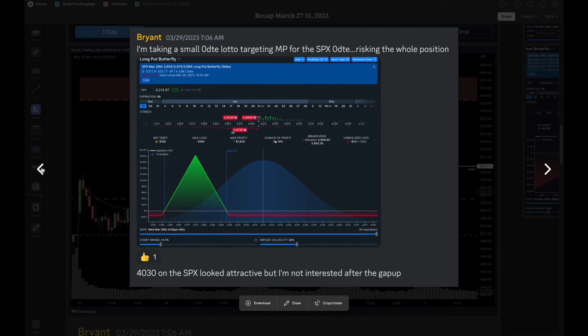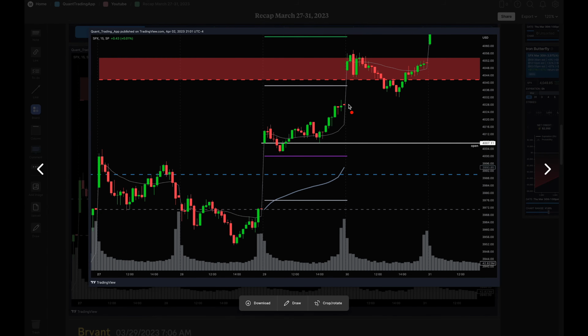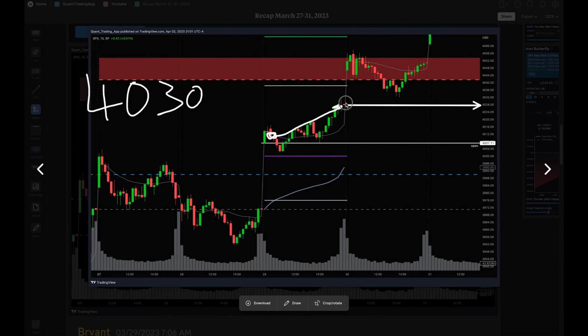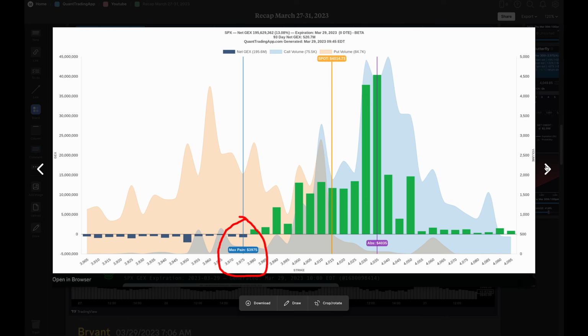Now, why did it look attractive? So this right here, as you guys can see, where did the SPX end up closing? At 40.28. So we'll call that pretty much 40.30. How would I know early in the day that that looks attractive? What made me say that? If we come to the gamma profile, oh, here, I actually did have a slide. So this is the max pain, 39.75.